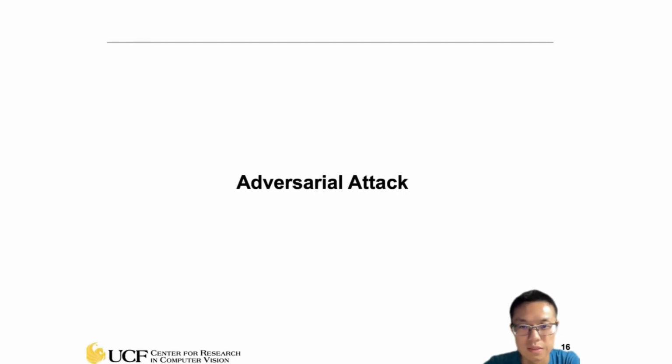Okay, so that's the idea of the adversarial attack, right? So how this can be very harmful for some of the applications. Now we want to understand how can we do this kind of adversarial attack?